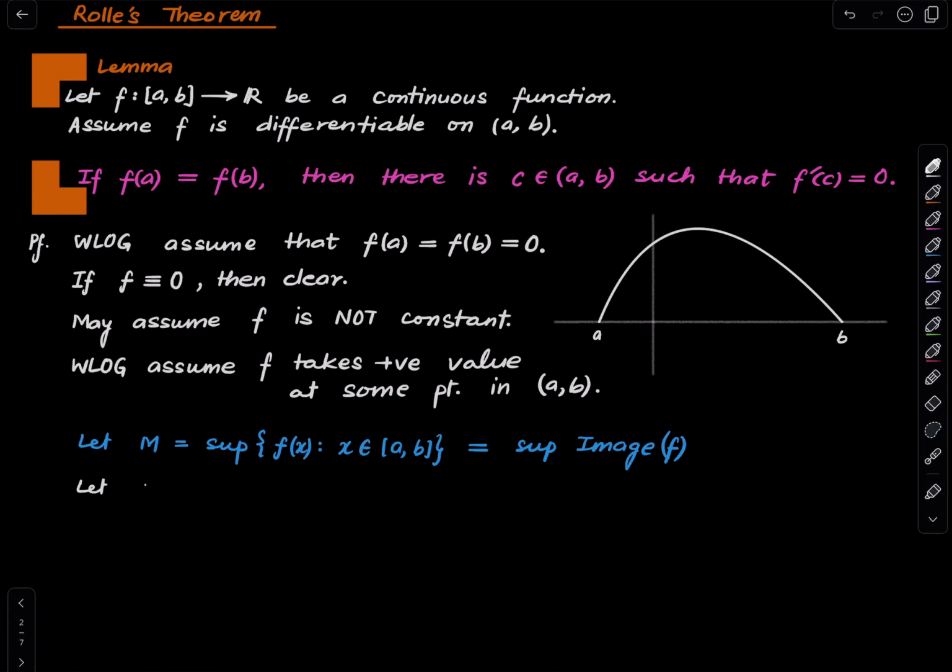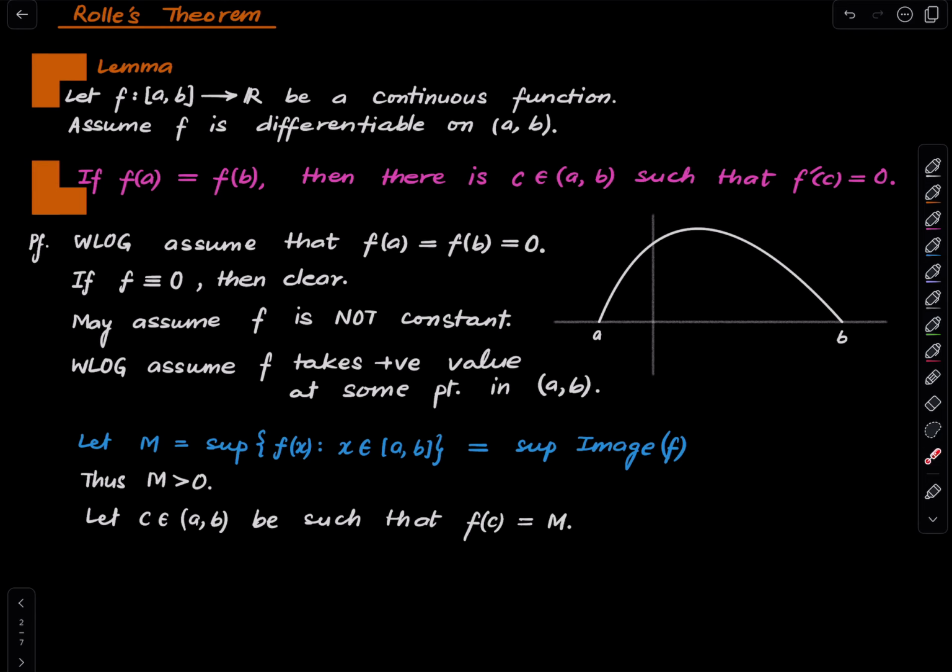So, let C be a point in a comma b. Yeah, so before I write that, since f is assumed to take positive value somewhere and we have taken m as the supremum, we know that m is greater than 0. So just observe that m is greater than 0. And now, let C be a point. It has to be in the interior such that, let me complete the statement and then I'll justify. C be such that f of C equals m.